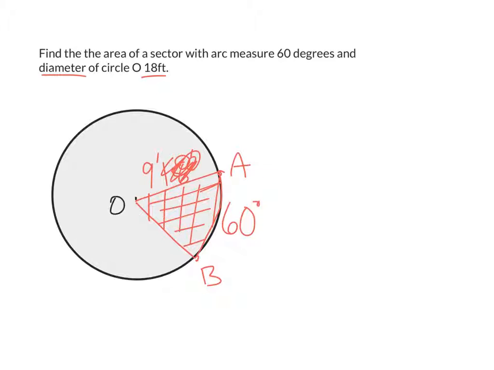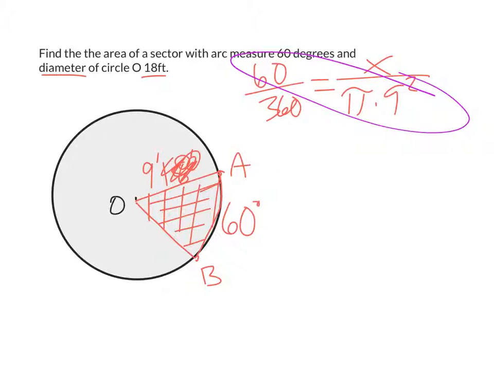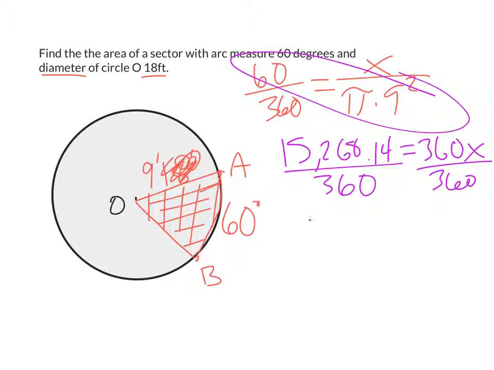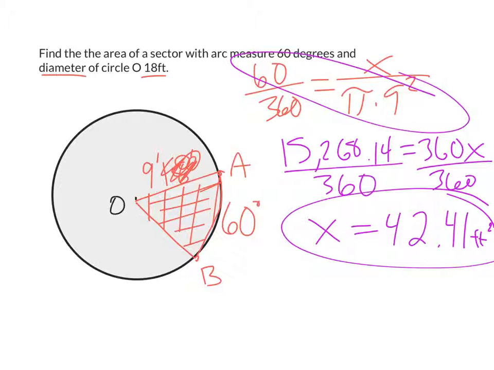Wonderful. Let's continue. So how am I going to figure out my area of that sector? Well, I know 60 out of the 360 is equal to, well, I want my sector over the total area, so pi times my radius squared. Let's go ahead and math this one out. We're going to cross multiply. So basically 60 times 9 squared, which is 81, times pi, that's 15,268.14029, and so on, equals 360x. Divide by 360. I'm going to get my x, which is 42.41 feet squared. Cool. Awesome.